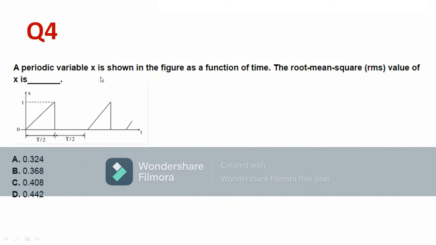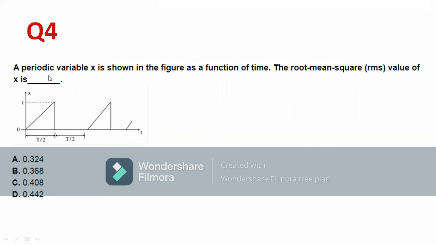A periodic variable x is shown in the figure, as a function of time. X is a quantity that is varying with respect to time. We need the root mean square value, or you can call it the RMS value, of x. So how to calculate this? It's a very simple question.